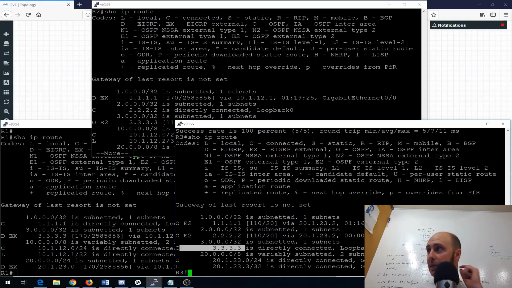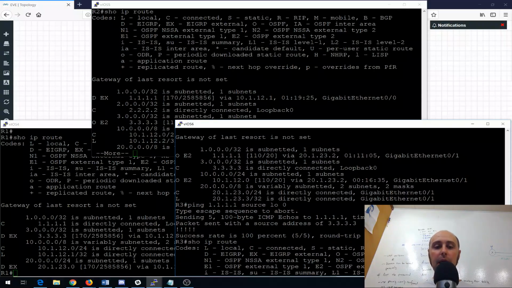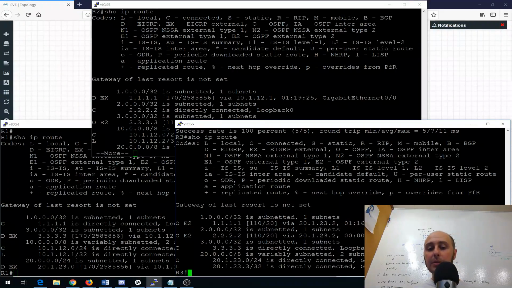But you see something's missing here. And what's missing here is the upstream connected network, right? The connected network between router 1 and router 2. Now that is in the EIGRP domain. And if I just scroll up to show the routing table previously, you'll see that that was an external route, which means it was being redistributed from EIGRP into OSPF. However, we don't see that anymore.